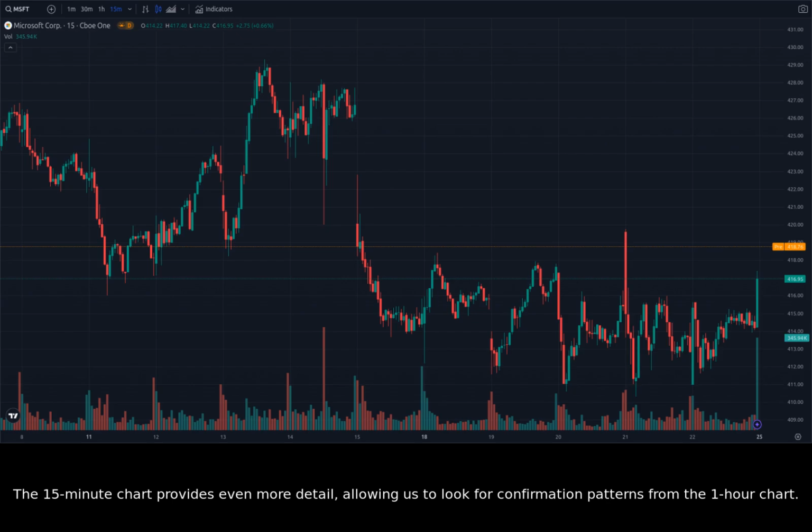The 15-minute chart provides even more detail, allowing us to look for confirmation patterns from the 1-hour chart. We might spot entry and exit points more accurately in a time frame such as this.